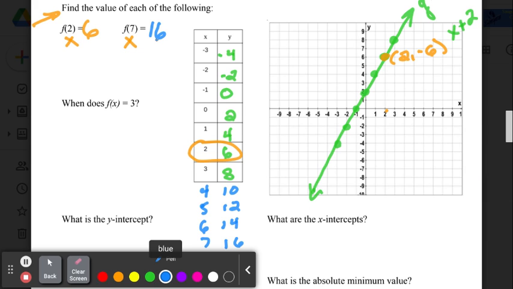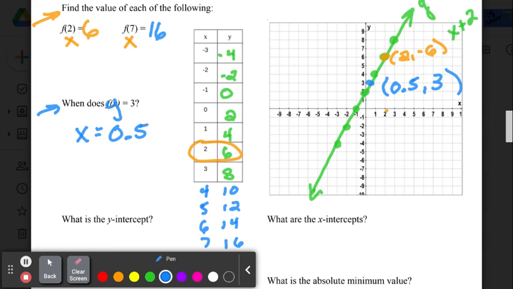Now this one says, when does y equal 3? Well, let's look right here. So somewhere between 0 and 1. So this makes the point, say, (0.5, 3). So you could just write that point if you want, or you can say x equals 0.5.